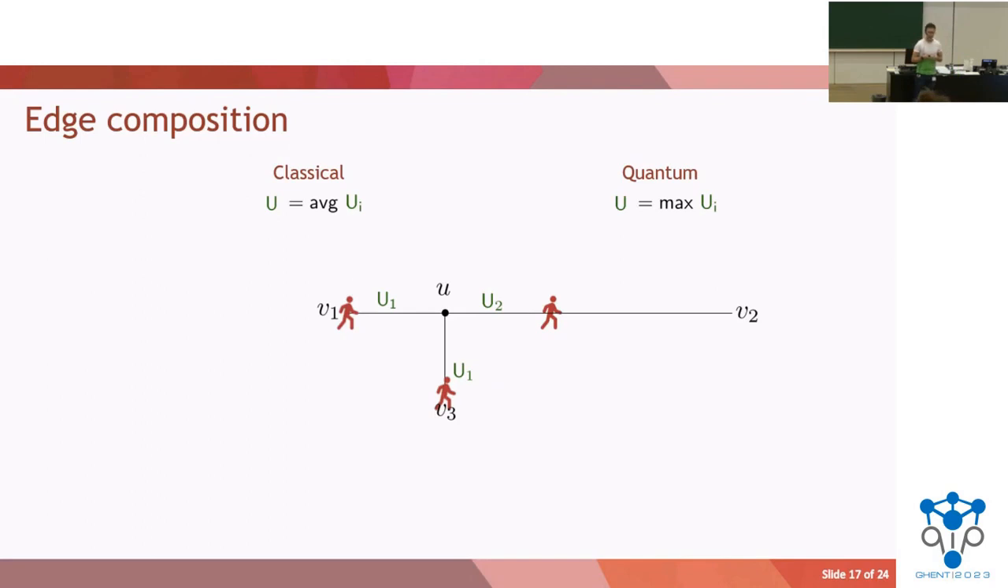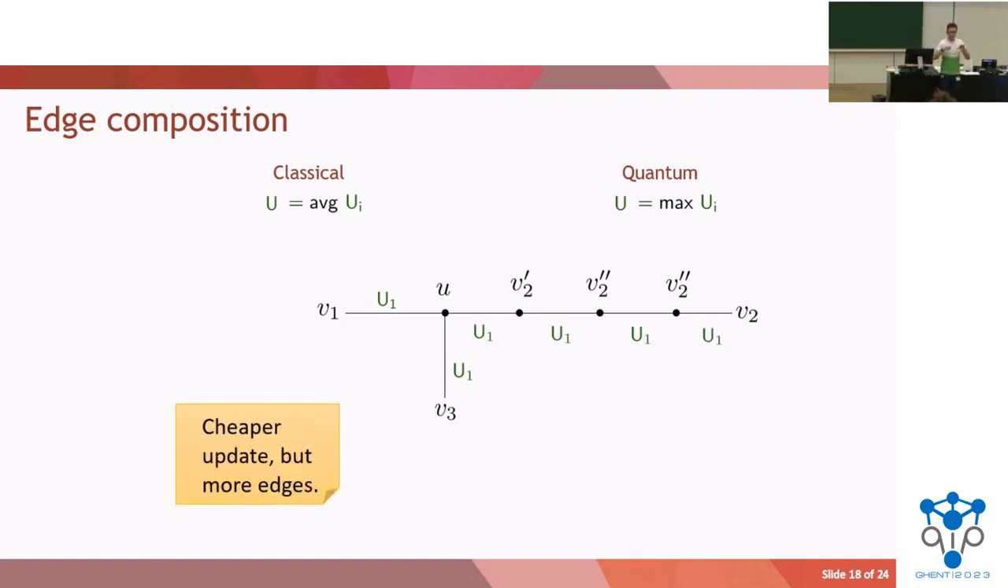So the idea of edge composition is almost simple, because you just split the costly edge into multiple smaller edges, each of which has the same update cost as all your other edge transitions. This really allows you to cut the update cost down. It does occur in a graph with a few more edges, but if you go through the analysis, this is always strictly better. This is never more costly.